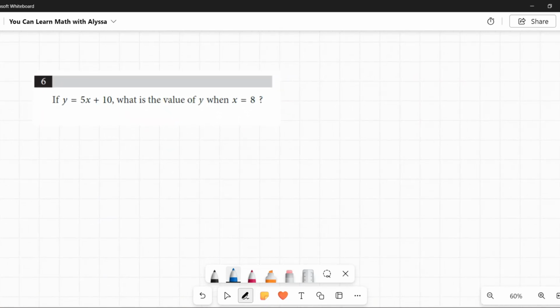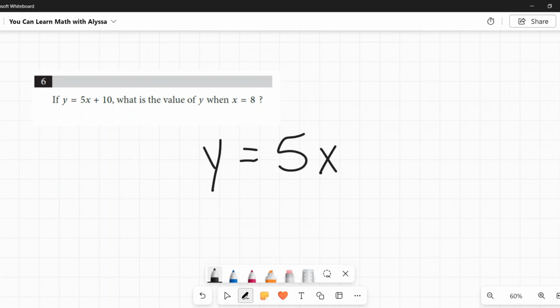Number 6. If y equals 5x plus 10, what is the value of y when x equals 8? So they want us to plug in 8 for x and then do the math. So we have 1x right here. If there had been more than 1x, I would have plugged in an 8 for every x. But here there's only 1x, so I only have to do it once. I'm going to plug in that 8 for x.